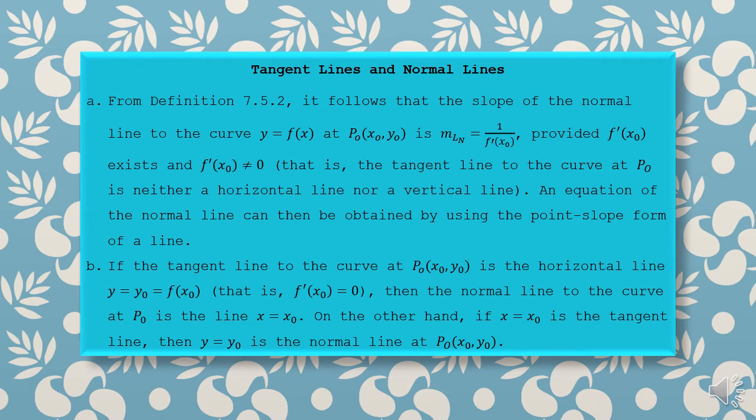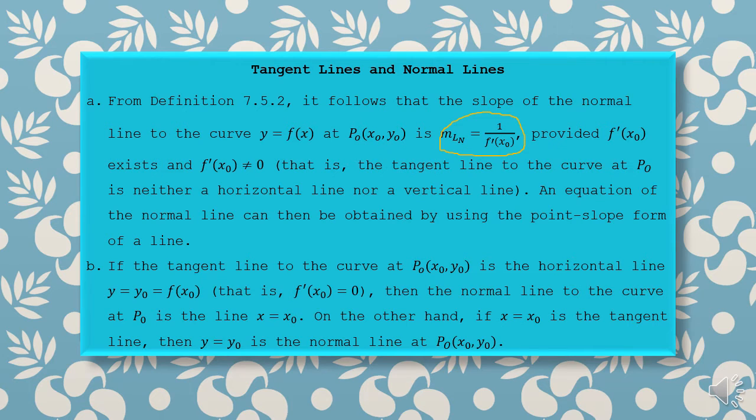I-differentiate natin yung tangent lines and normal lines. So from the definition mentioned earlier, it follows that the slope of the normal line to the curve y equals f of x at the point P sub O is eto siya. So eto yung slope ng normal line.